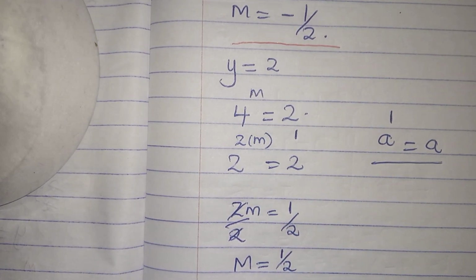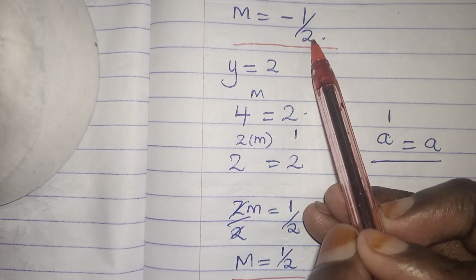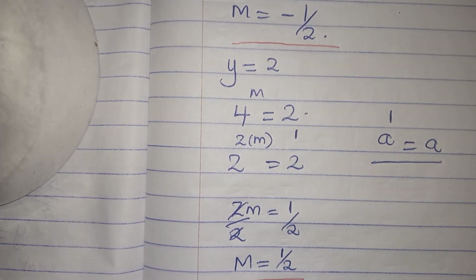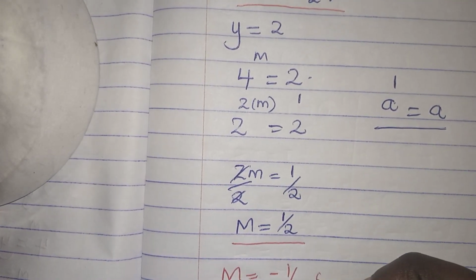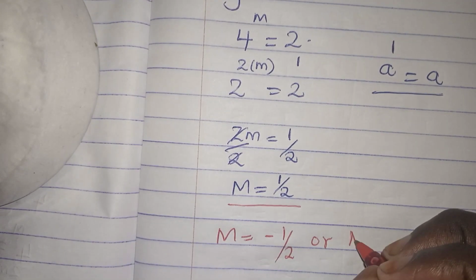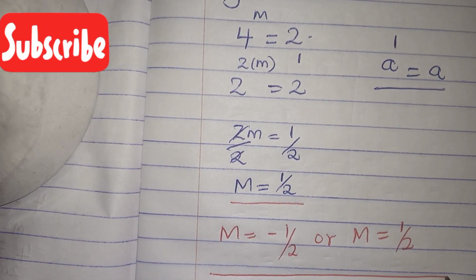So we have two values of m. m is equal to a half, or m is equal to -1/2. So this was our final answer. m is equal to -1/2, or m is equal to a half.